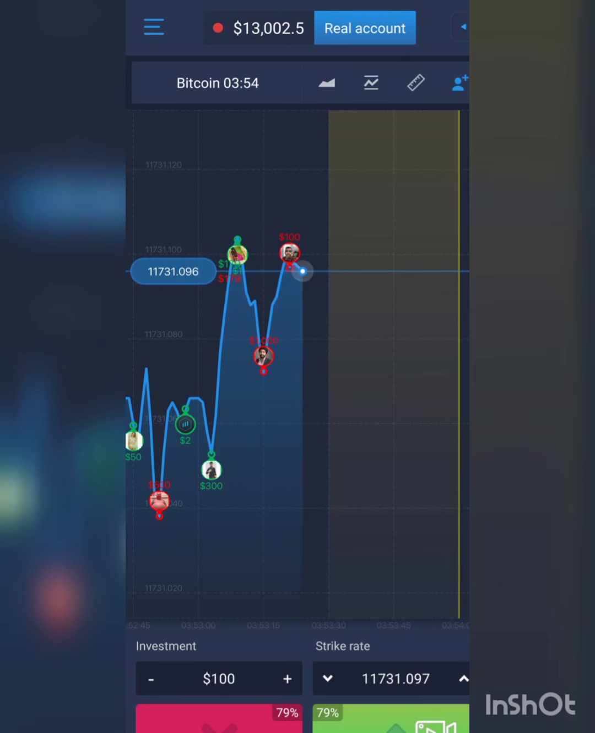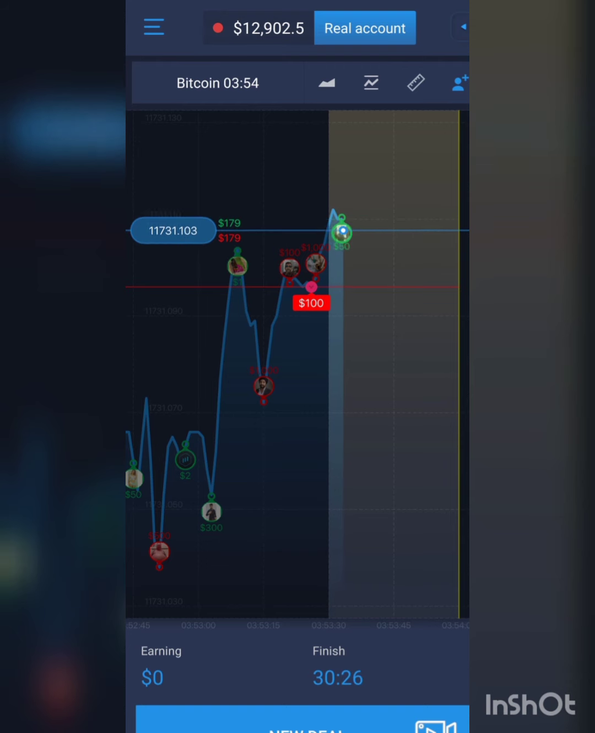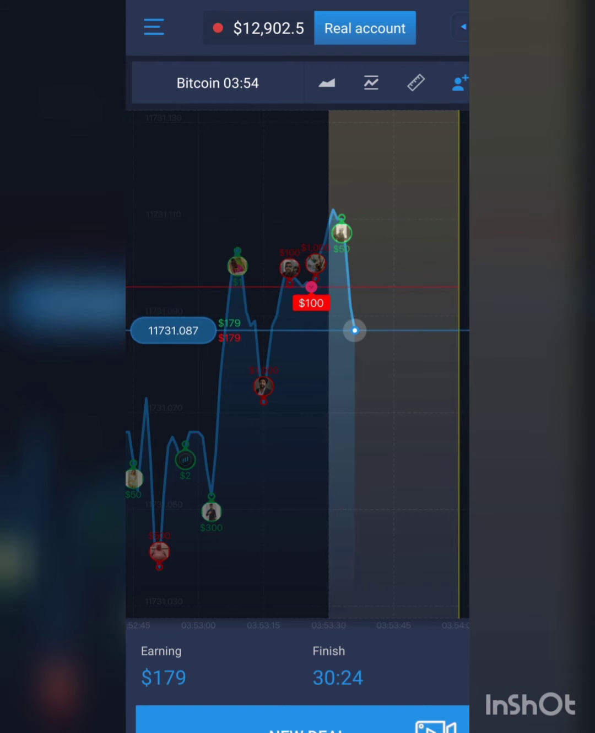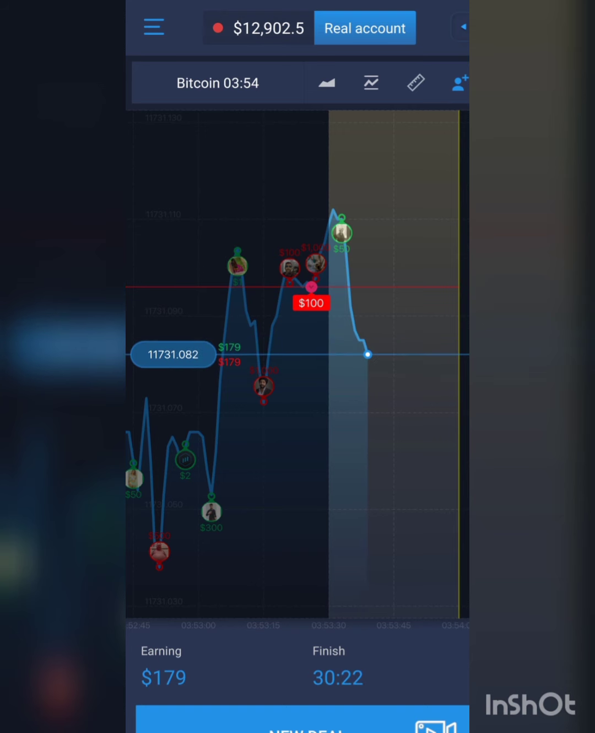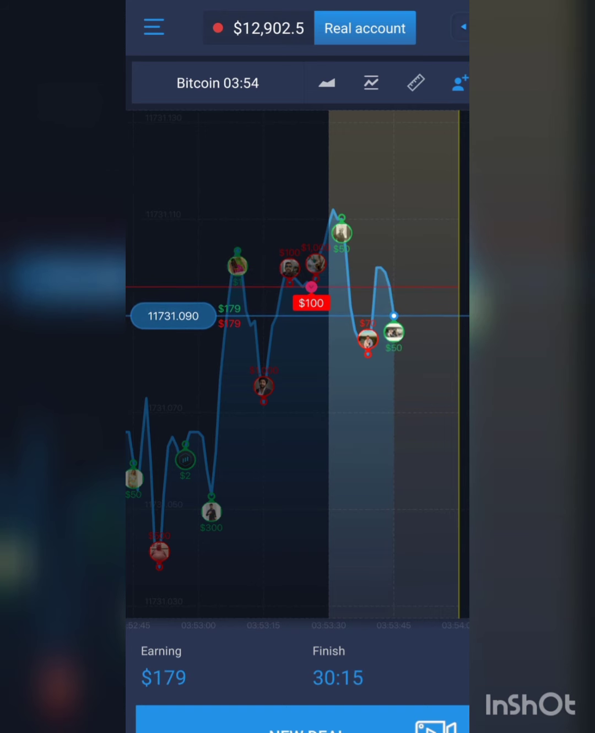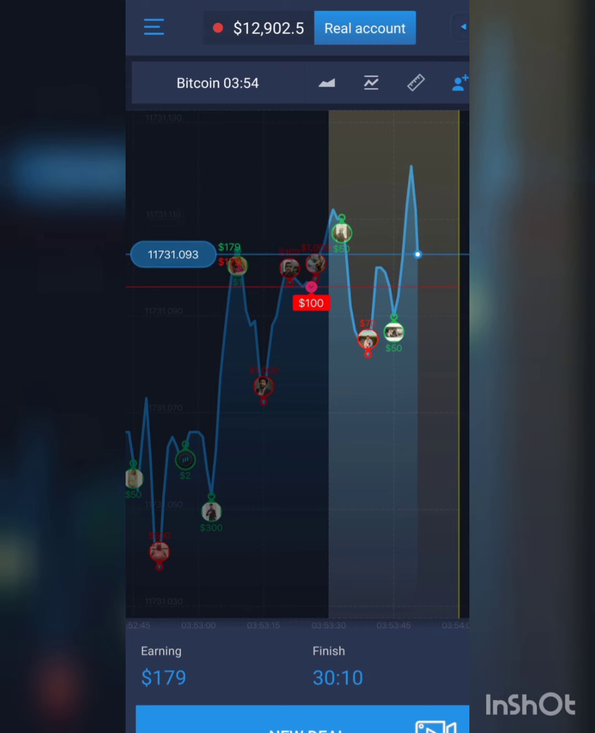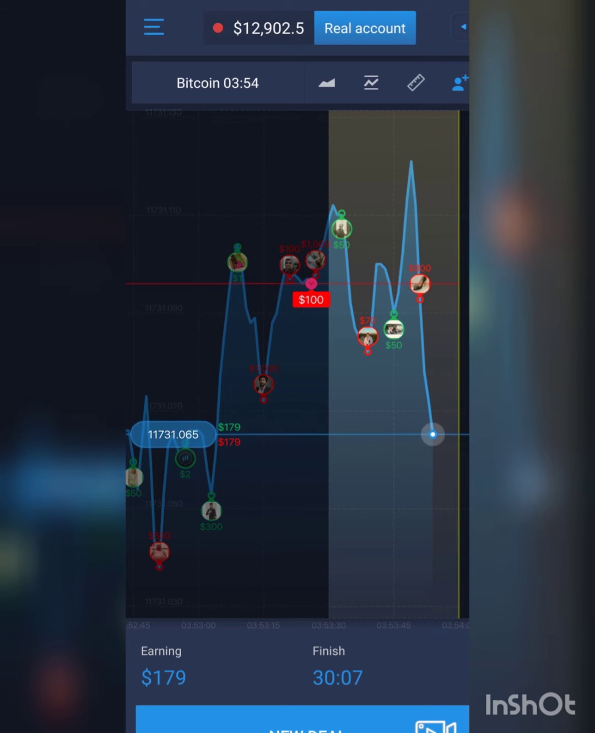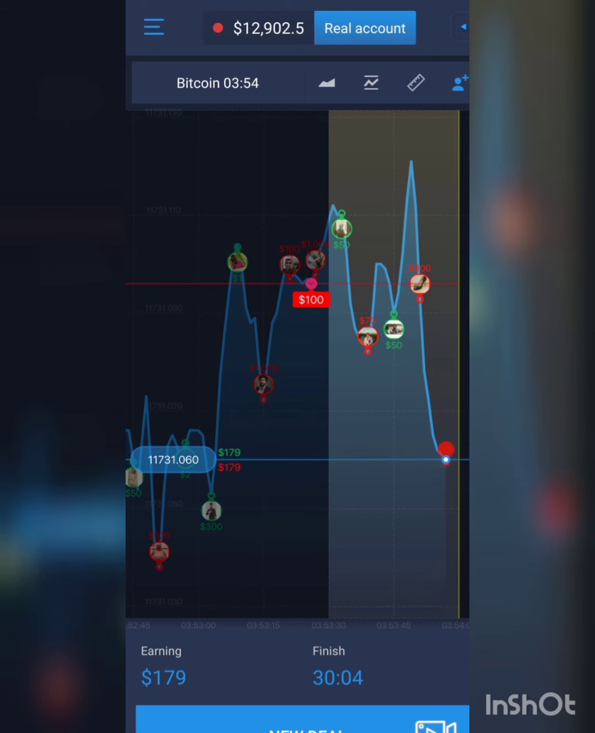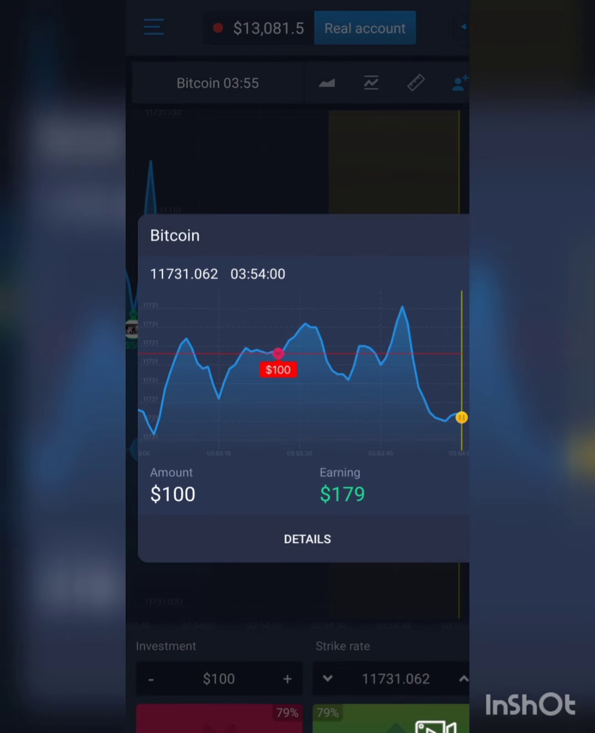So let me go for another trade option. I have gone for a put option. Let's see whether this will be successful or not. Below we can see the counter is running: 30, 17, 15, 14, 12, 11, 10. In this trade also we are getting positive results. Yes, the trade again becomes a successful trade and I have received another $79 profit.